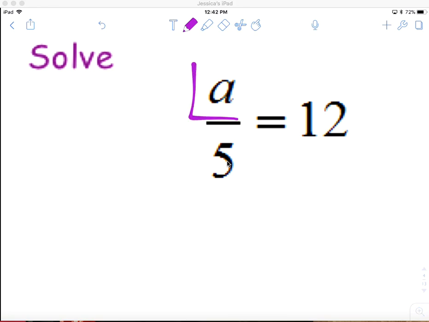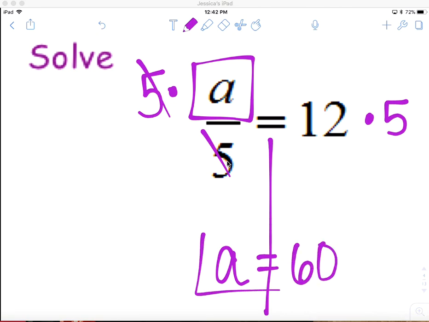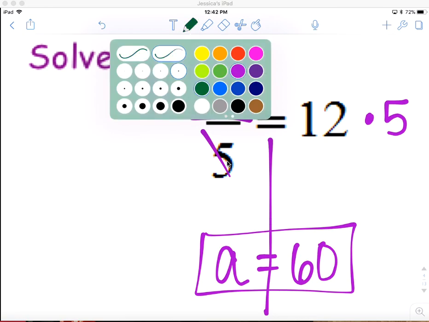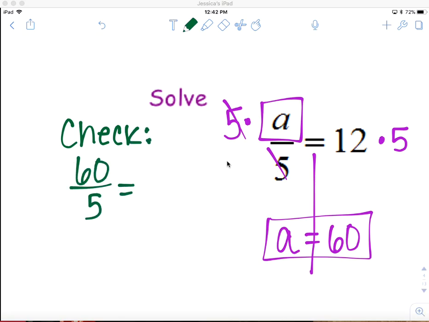We're trying to get a by itself. Well, the opposite of dividing by 5 is to multiply by 5, so we're going to multiply both the left and the right by 5. On this one, 5 over 5 cancels, and we're left with a, and then 12 times 5 gives me 60. To check this, I can plug this back in. 60 divided by 5 does equal 12, so I know I did it correctly.